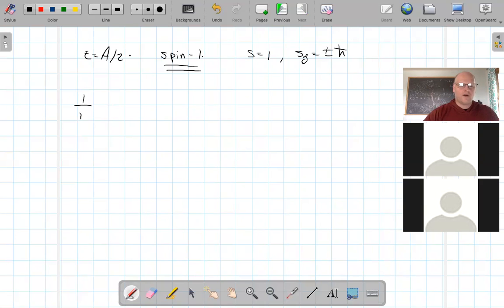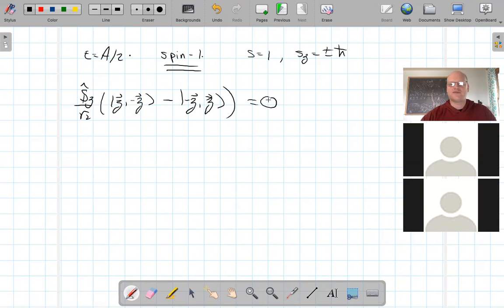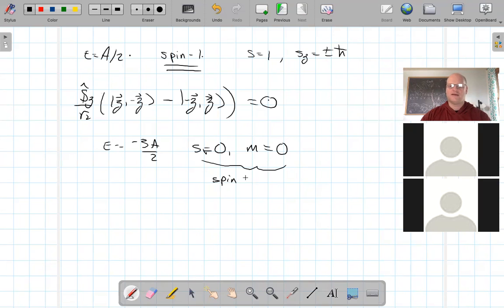For the other one, we have 1 over square root of 2 times the state up-down minus down-up, which means this one is a negative, this one's also a negative, but that negative is going to make it a positive, so when I take S_z acting onto this state, this one gives me a 0. So when the energy was equal to negative 3a over 2, I find that S was equal to 0 and M was also equal to 0, which corresponds directly to a spin 0 particle. You guys doing okay?